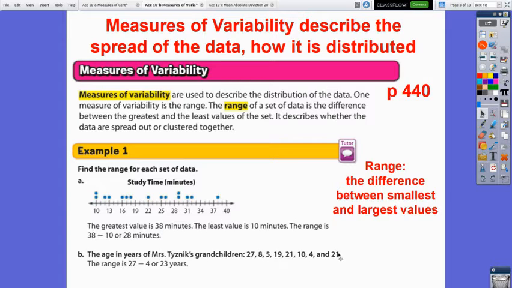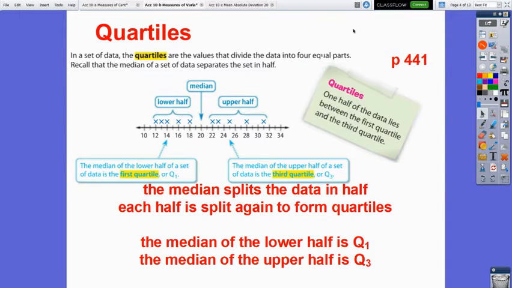Here's a bunch of ages of children. They range from 27 down to 4, right? So the range of ages is 27 minus 4, or 23 years. All right, range, pretty simple. The next one, and I don't know that you've had this before.